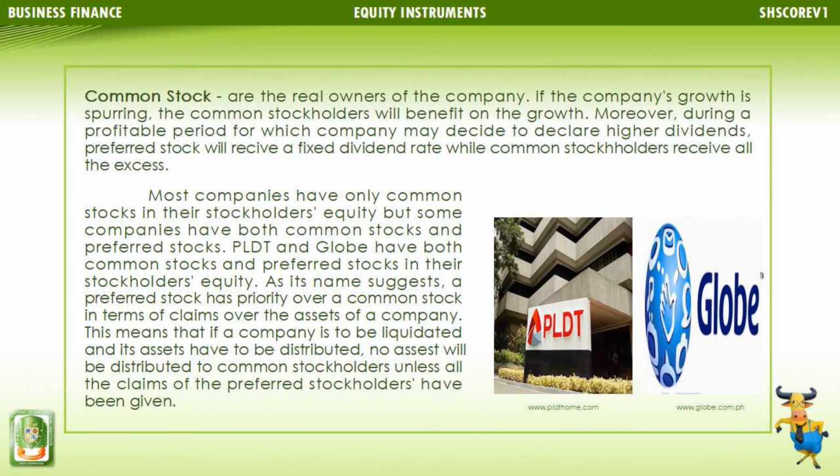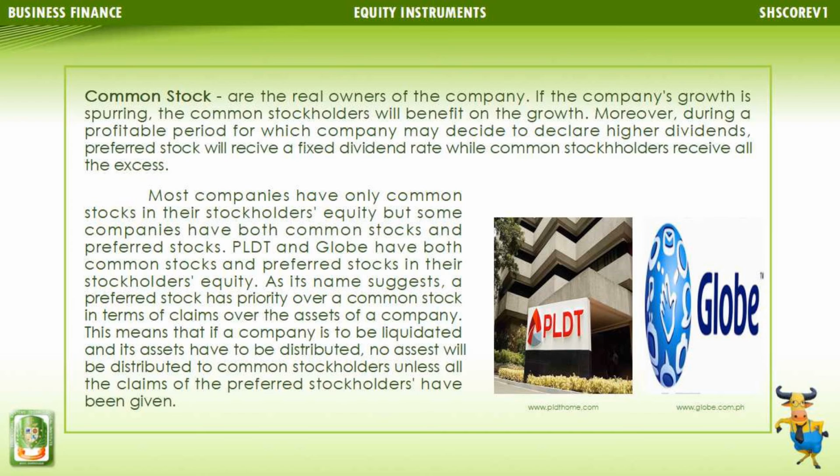Common stockholders are the real owners of the company. If the company's growth is spurring, the common stockholders will benefit from the growth. Moreover, during a profitable period, the company may decide to declare higher dividends; preferred stock will receive a fixed dividend rate, while common stockholders receive all the excess. Most companies have only common stocks in their stockholders' equity, but some companies have both common stocks and preferred stocks. PLDT and Globe have both common stocks and preferred stocks in their stockholders' equity.